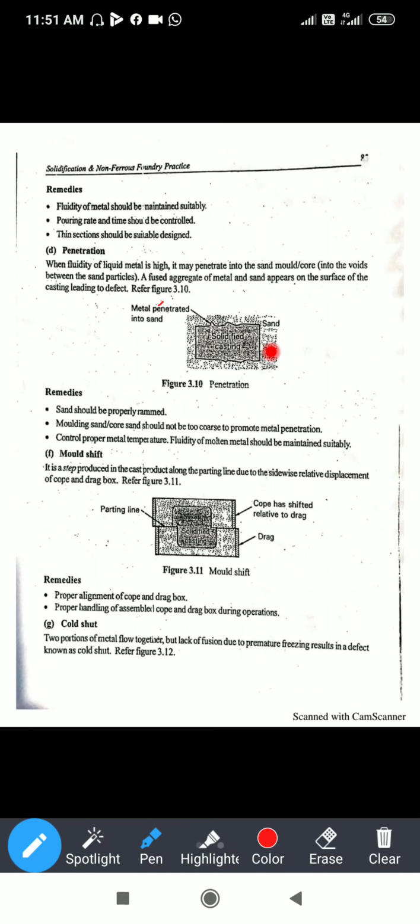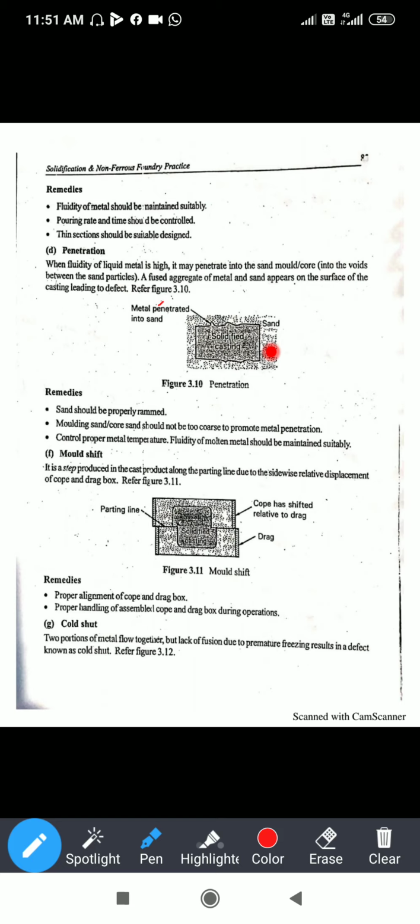Now next is penetration. What do we mean by penetration? When you pour the molten metal into the mold cavity, the liquid metal should not penetrate into the sand mold. If the molten metal enters the sand wall of the mold cavity, it starts to solidify there. When you remove the casting from the mold cavity, it doesn't look very good, and a zigzag appearance may occur on the casting surface.